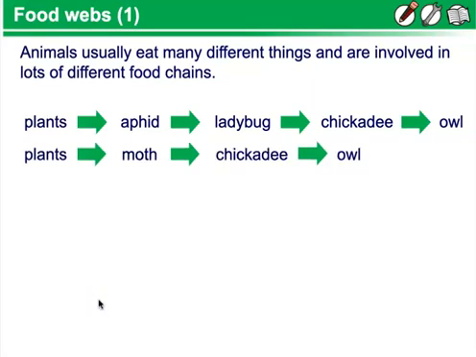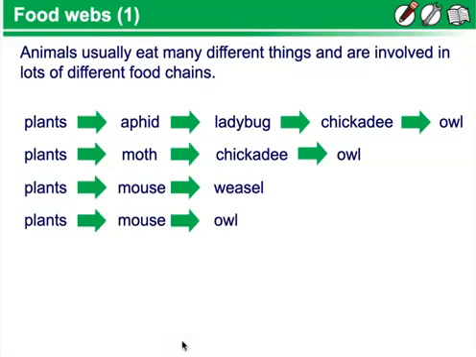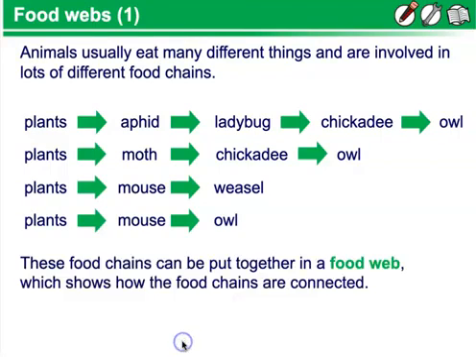However, plants may be eaten by a moth, and a moth then may be eaten by a chickadee, and again a chickadee is eaten by an owl. Or plants may be eaten by a mouse, and then a mouse eaten by a weasel. Or plants are eaten by a mouse, and that same mouse might get eaten by an owl. We can start to see there's some complexity here. These food chains can be put together into a food web, which shows how the food chains are connected.